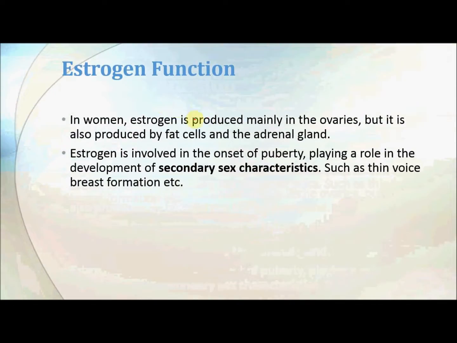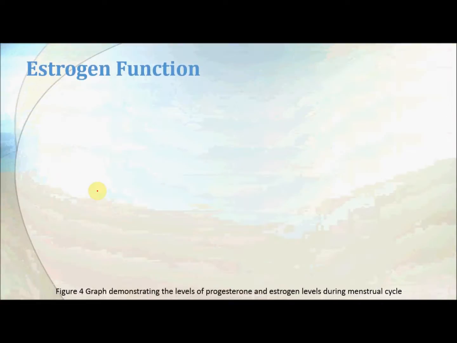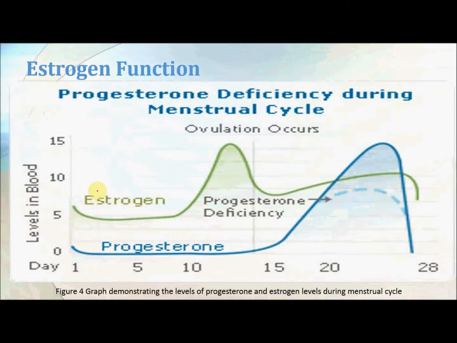Now, estrogen is produced mainly in the ovaries, but it is also produced by fat cells, and this is very important, and also in the adrenal gland. Estrogen rises at the onset of puberty, playing a role in the development of secondary sex characteristics such as thin voice, breast formation, etc. Now let's look at the function.